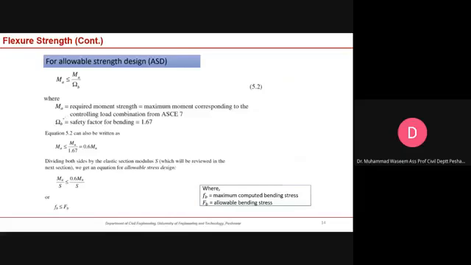Now as I told you, we will use two approaches, LRFD and ASD. In ASD you use a factor of safety, and this factor of safety in case of beams is 1.67. And what is this Ma? Ma is the required moment strength, the maximum moment corresponding to the controlling load combination. This is a very typical value, like 1.6. We have seen that in tension members, or if I remember, in compression members, we also use a factor of safety. If we divide by this factor of safety, 1.67, we will get this value. So this equation can be modified if you add this factor of safety, and it will be modified as 0.6 Mn.